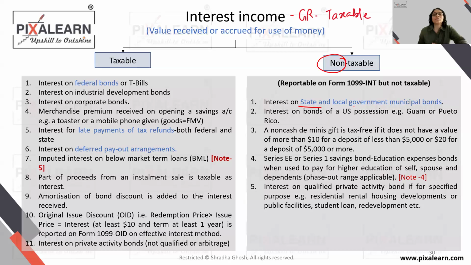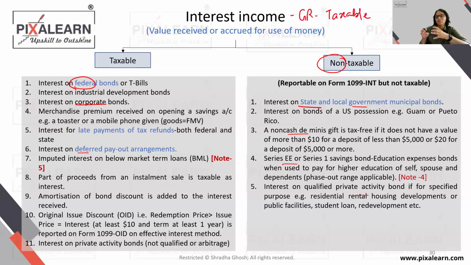If I'm getting interest from state and local government, if I'm getting interest which is in the form of a gift that I'm getting, if I'm getting interest on education bonds in the US, if I'm getting interest on a private activity bond in the US, all of these interests are outside the tax net. But general rule, if the interest is being received on federal bonds, if the interest is being received on corporate bonds, if the interest is being given for deferred payout, right?